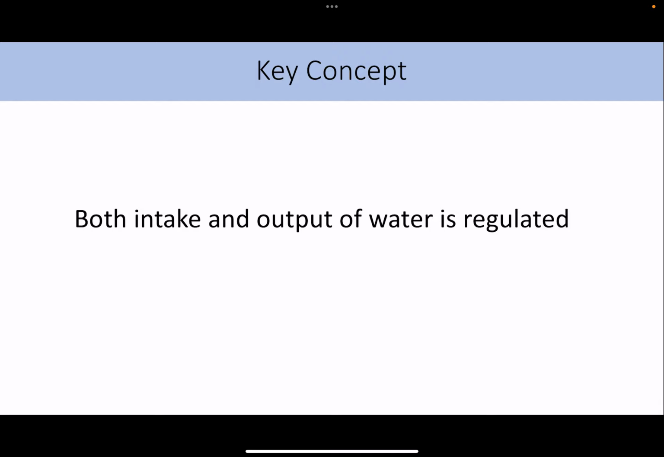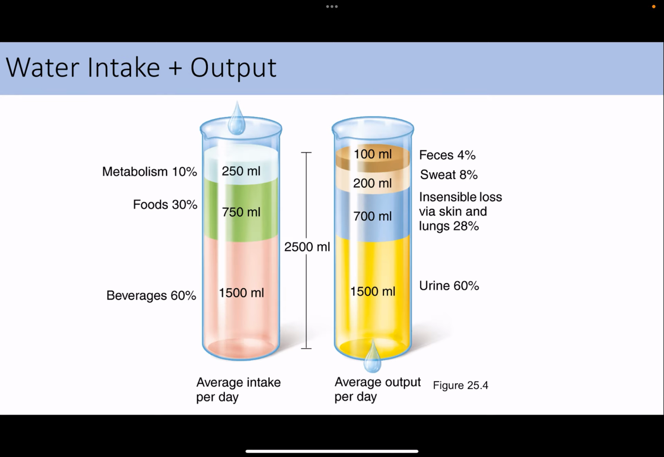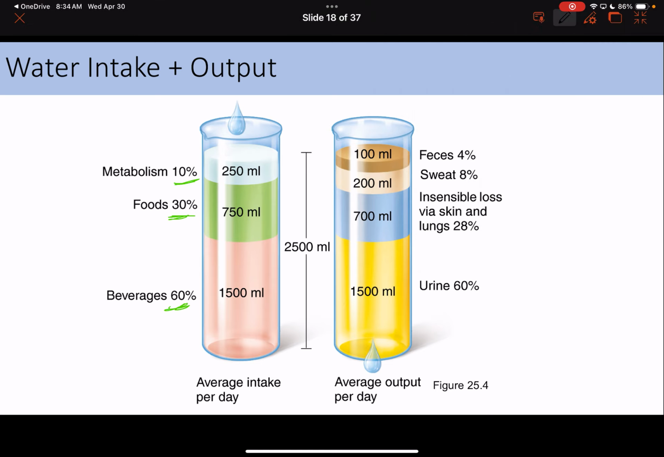So the next key concept is that both intake and output of water is regulated. These little vials here are showing you the average intake per day and the average output per day. So the water that we intake, 60% of that comes from the beverages that we drink, 30% of that comes from the foods that we eat, and 10% of that is from metabolism, and we call that metabolic water.